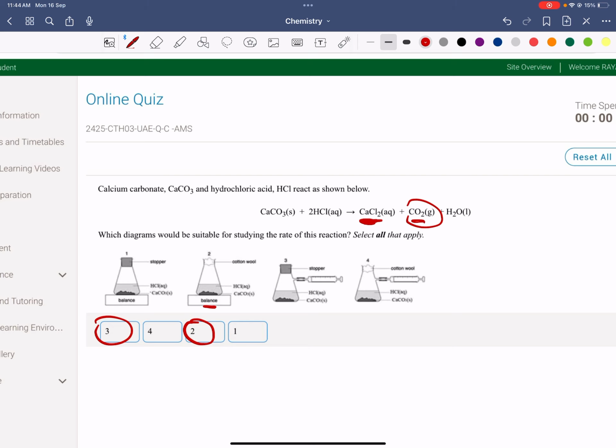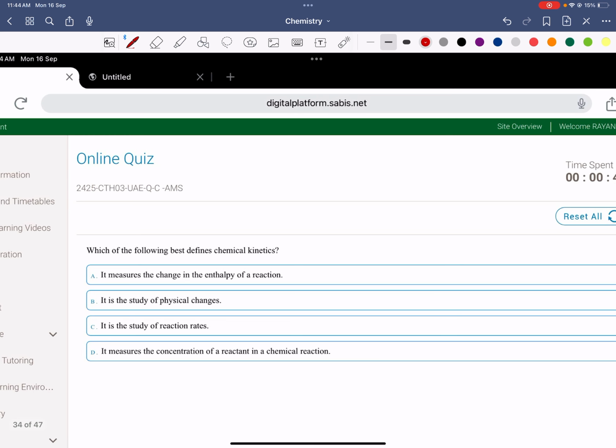Okay, perfect. Which of the following best defines chemical kinetics? Kinetics is very simple. It's a definition you have to know. Kinetics is basically the study of reaction rates. That's it. Okay?